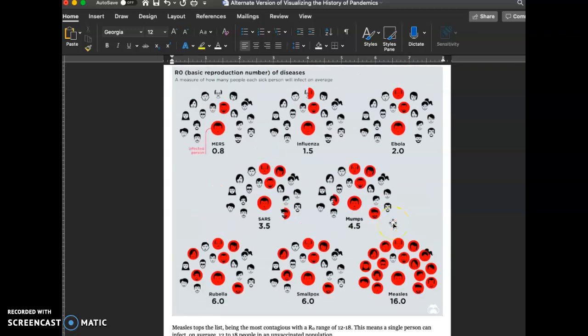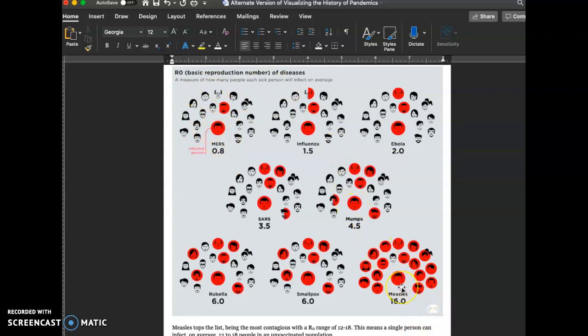As you can see, if someone is infected with MERS, they can infect 0.8 of a person. So again, how do you infect 0.8 of a person? But it's just a statistical analysis number. What this tells you is that MERS is not very infectious or contagious. It's still contagious, but not as contagious as, let's look at the measles.